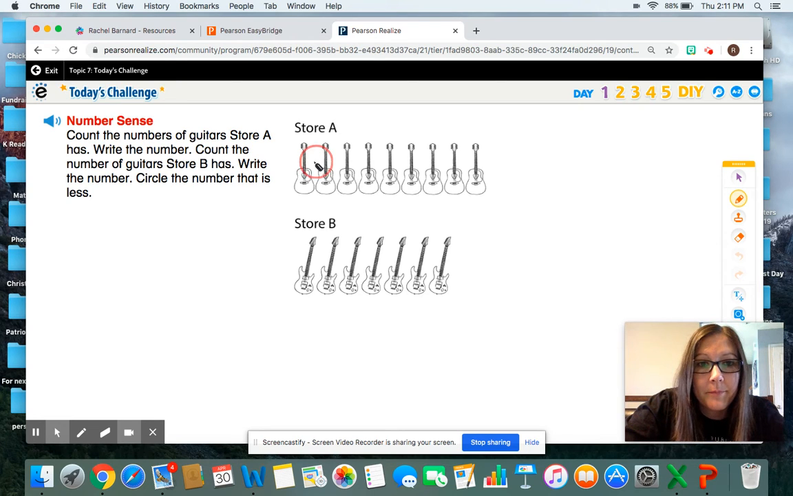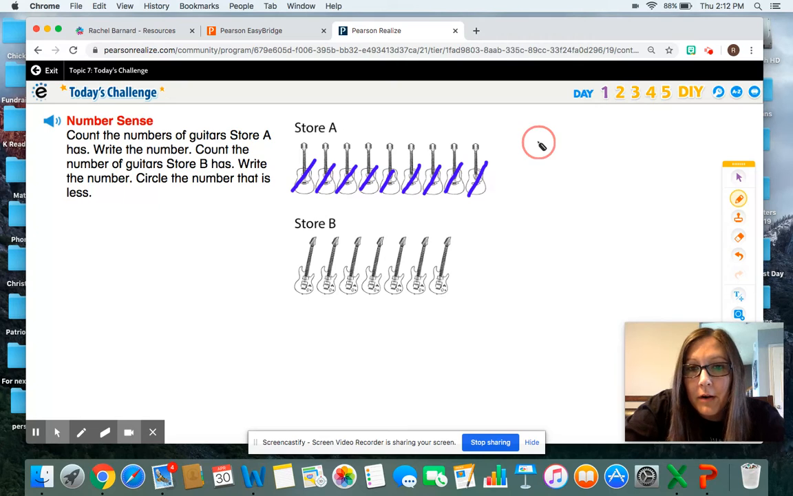Count with me. 1, 2, 3, 4, 5, 6, 7, 8, 9. Did I get all of them? I did. Store A has 9 guitars. Let's write the number. Make a loop and then a line. That's the way we make a 9.